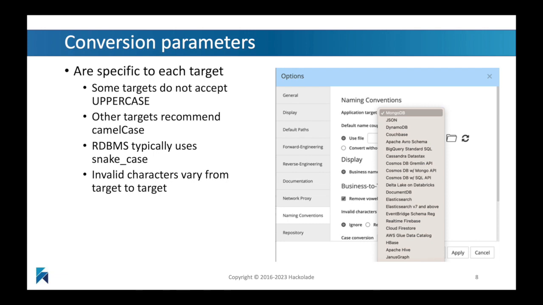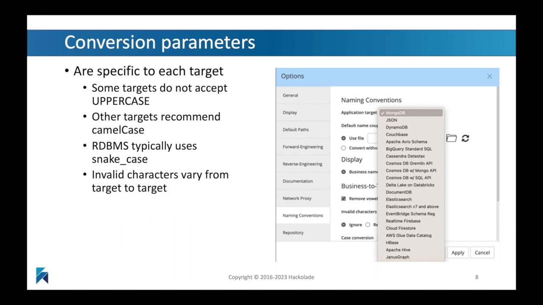Because some targets, for example, don't accept uppercase, or other targets recommend a particular case, or typically use a particular case, right? Or have different valid and invalid characters, right? So the naming conventions are going to be specific to the target that you are going to be working with, and you will have to configure this in this options pane.